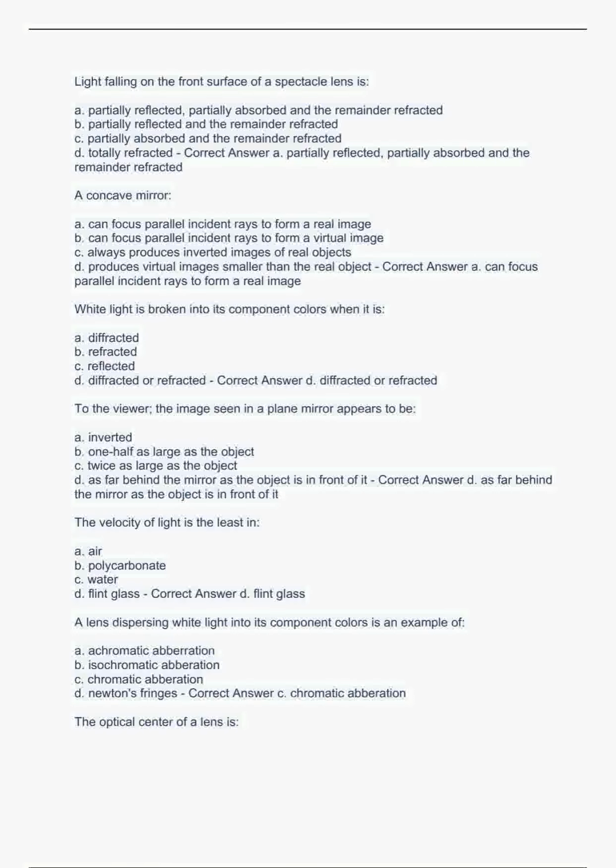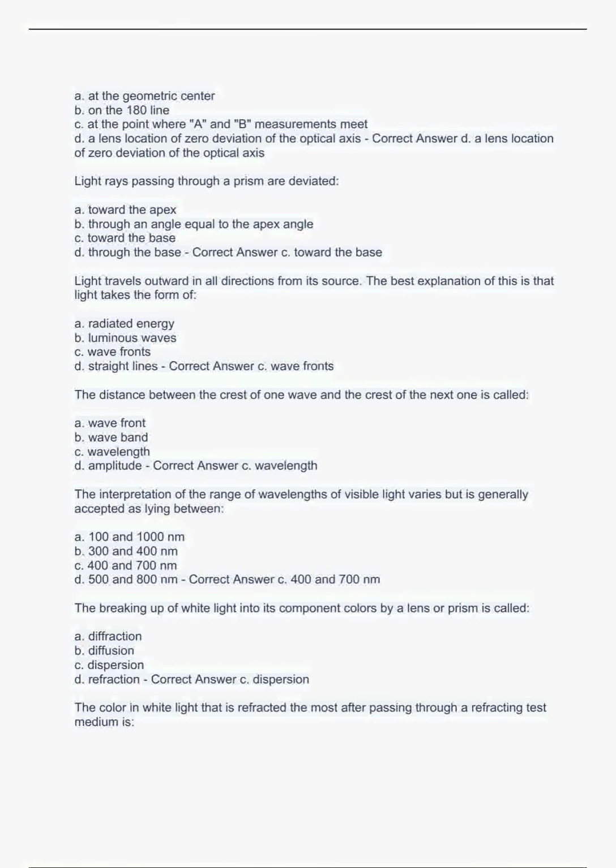The optical center of a lens is A, at the geometric center, B, on the 180 line, C, at the point where A and B measurements meet, D, a lens location of zero deviation of the optical axis. Correct answer D. Light rays passing through a prism are deviated A, toward the apex, B, through an angle equal to the apex angle, C, toward the base, D, through the base. Correct answer C, toward the base.